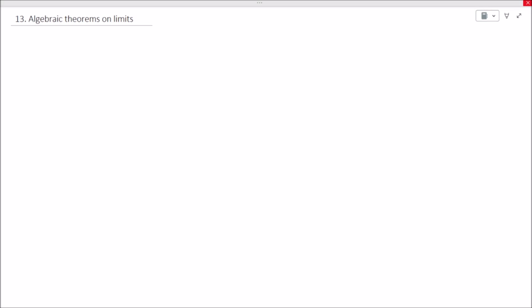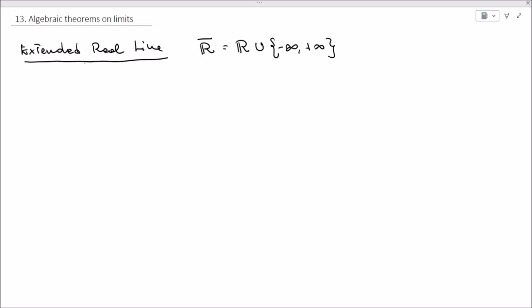Welcome to lecture 13, where we discuss the algebraic theorems on limits. To make the discussion on algebraic theorems more compact, let me introduce the extended real line, which is the set indicated with R bar given by R union minus infinity, plus infinity. In other words, we are now assuming that minus infinity and plus infinity are two symbols that belong to the extended real line.